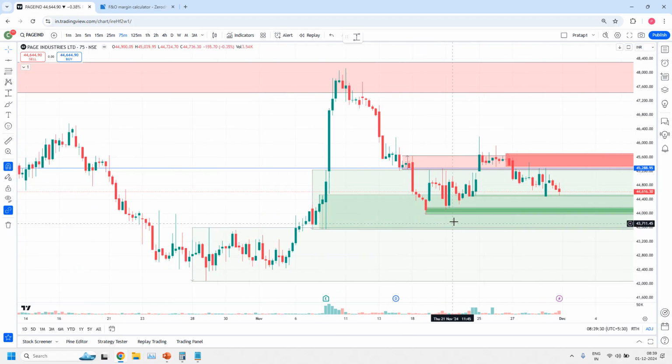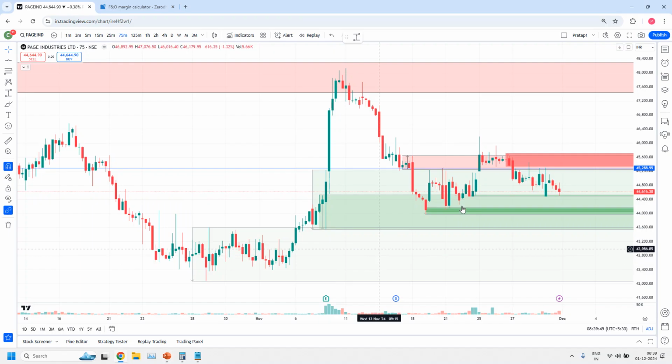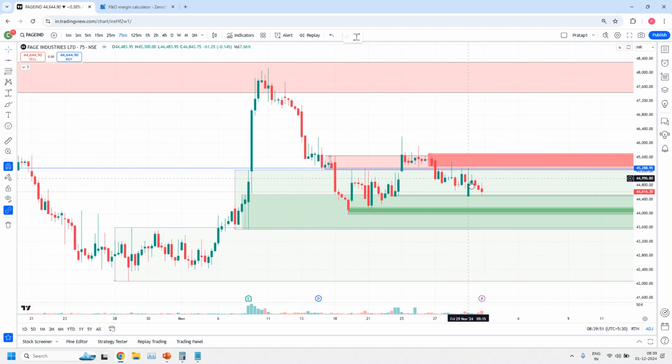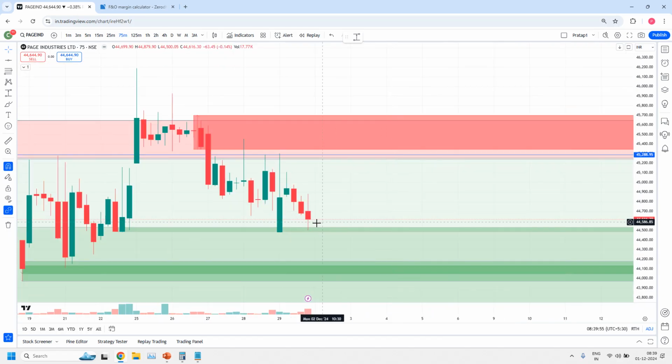Why did it give multiple trades? Because this is a high liquidity zone. See here, the Page Industries 75-minute zone is a high liquidity zone. Till 26th November, it gave you 3 tests. But it gave one more test on 29th November.